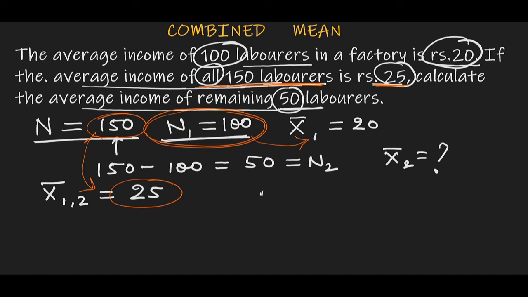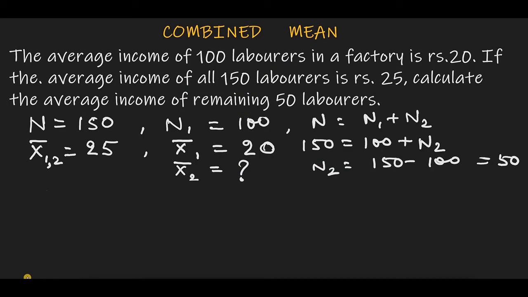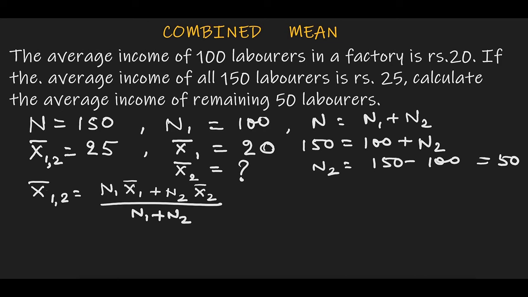So how many are left? 50 workers are left, and this line is talking about 50 laborers, which will be N2. For this N2 we have to calculate mean 2, meaning the average income of these 50 workers. So if we summarize, we will get all these values, and for this we again have to write the formula for combined mean. Now we will put all these values into the formula.